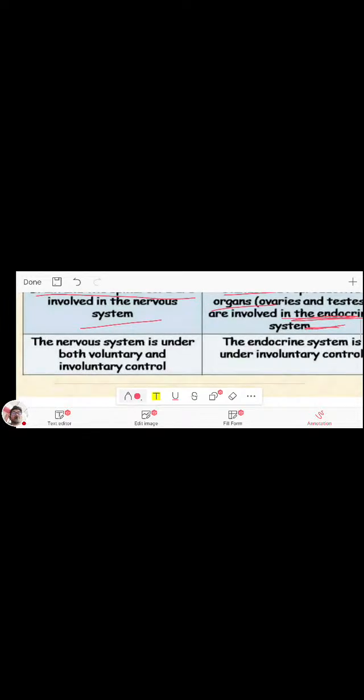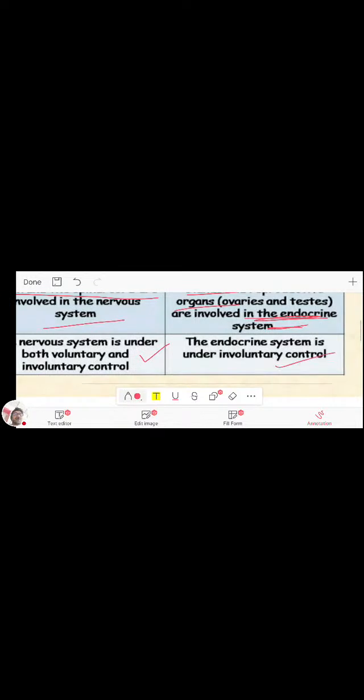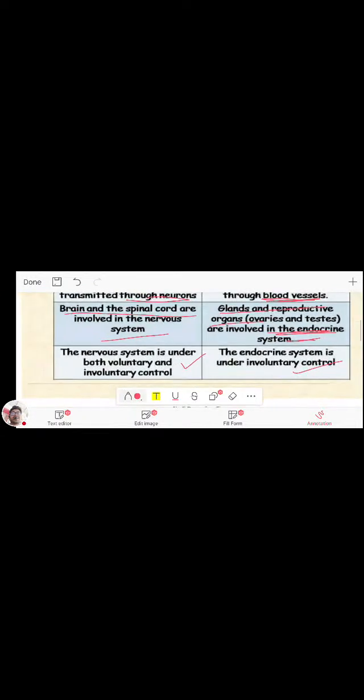So the nervous system is under both voluntary and involuntary control, but the endocrine system is under only involuntary control. So nervous system action is fast, endocrine system action is comparatively slow.